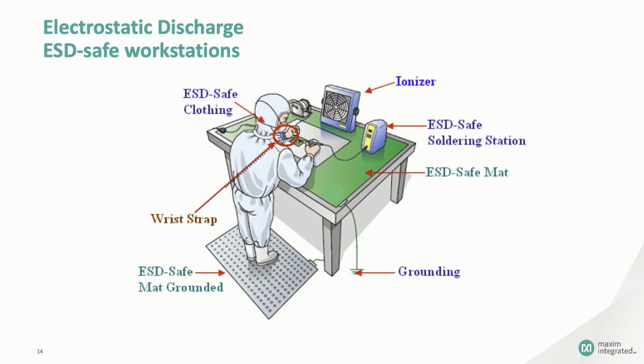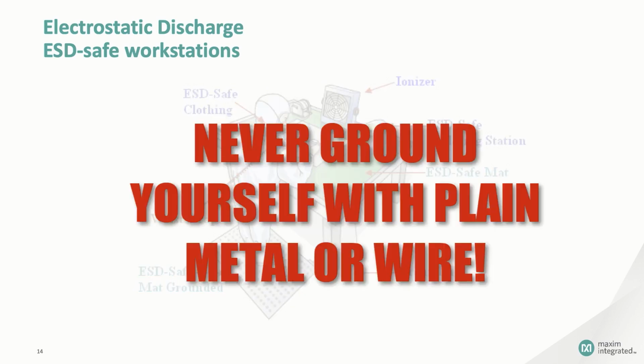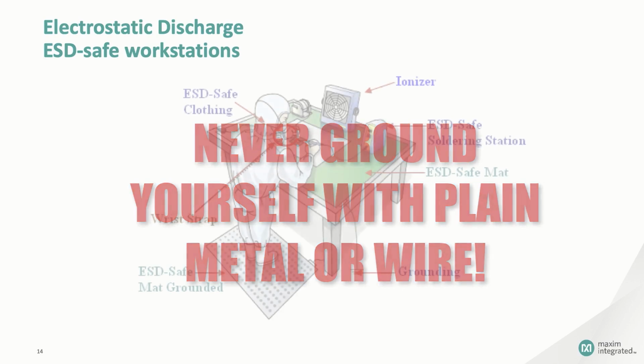A large resistor in the wrist strap keeps you safe by limiting the amount of current that can flow through your body if you happen to come into contact with something that's at a high potential. Never just ground your body through a metal strap. That's extremely dangerous, and you could be electrocuted if you come into contact with an exposed high voltage.